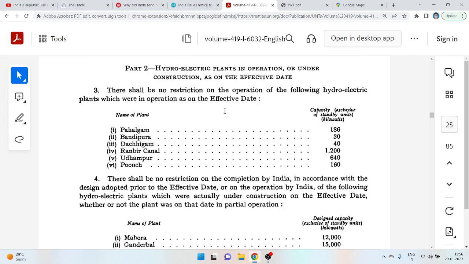Now look at this table. There shall be no restriction on the operation of the following hydroelectric plants which are in operation on the effective date. Means these hydroelectric plants are already in operation on the date of signing. That is Pahalgam, Bandipura, Dachigam, Ranbir Canal, Udhampur, Poonch, and this is their capacity in kilowatt.